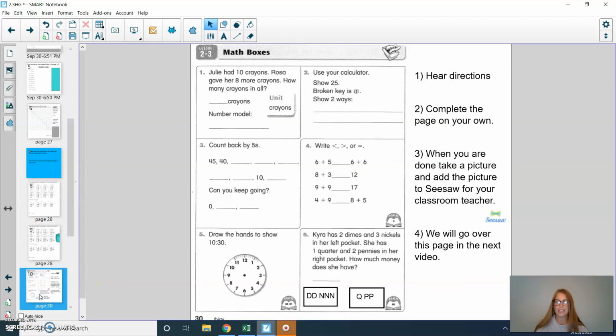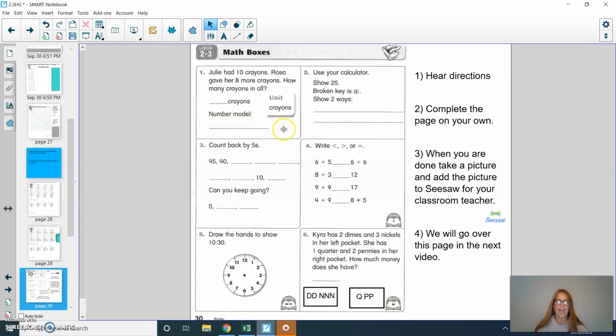The last thing that we'll talk about today is our math box page, and this is page 30. So we'll talk about the directions, then I'll ask that you complete the page on your own. When you're all done, take a picture and add that picture to Seesaw for your classroom teacher, and we will go over this page in our next video. Looking at question number 1, Julie had 10 crayons. Rosa gave her 8 more crayons. How many crayons in all?